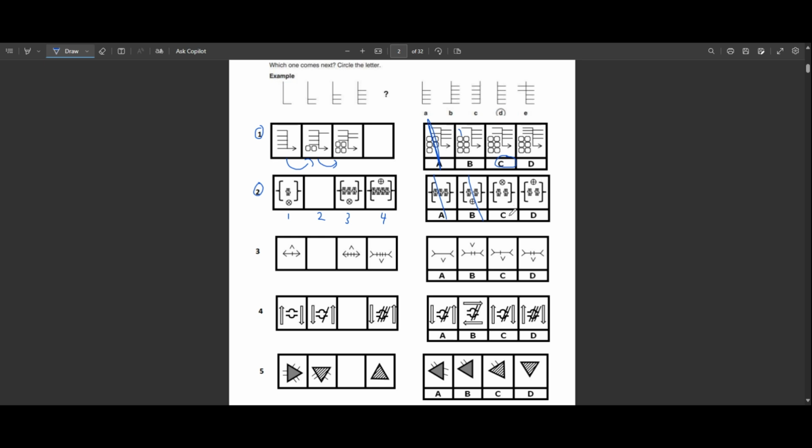Now, how do I know if it's going to be either of these? D has got a plus rather than an X. And you can see every time it's at the top, it's actually a plus, right? So it can't be option C, it's going to be option D.